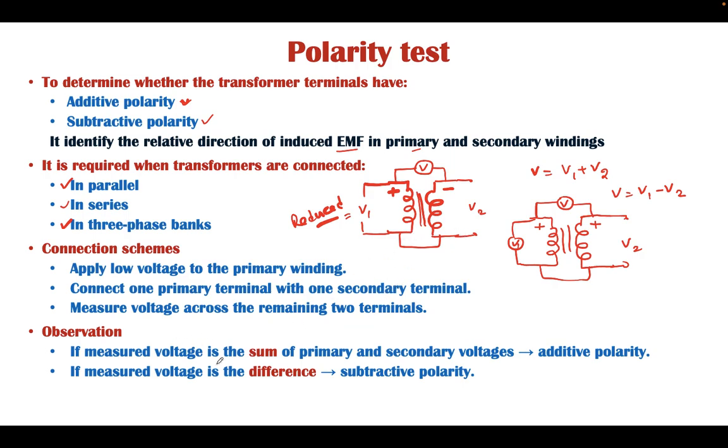Then what we observe from here is, if the measured voltage is the sum of the primary and secondary voltage, the polarity is additive, whereas if the measured voltage is the difference of primary and secondary voltage, the polarity is subtractive. And the additive and subtractive polarity depends upon the positive and negative terminals of the windings due to induced EMFs.